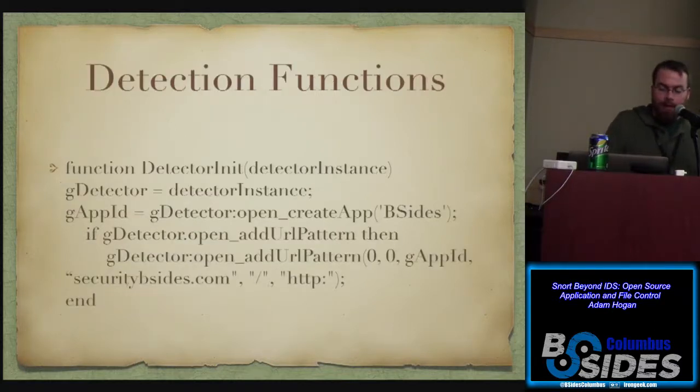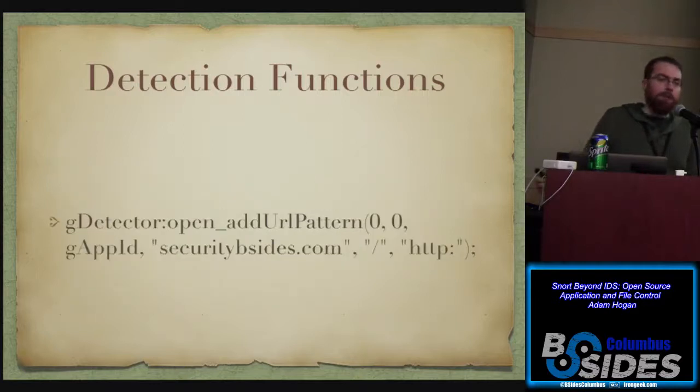And then we get into the actual detection functions. So here's that entire detector function. But if you look at a few of these, you'll see that a lot of this is just skeleton and how we set stuff up. So the only part I actually changed was this right here. I added this line, which uses the open add URL pattern function, which says if you've got a web application and you can identify it by URL, use this function here, put it in, and now I'll be scanning for it. So if I see a URL that says security.bsides.com, then I know it's this application I want to identify, right?